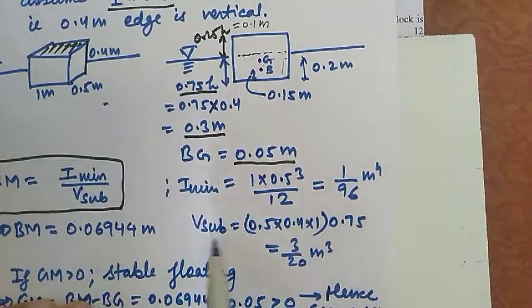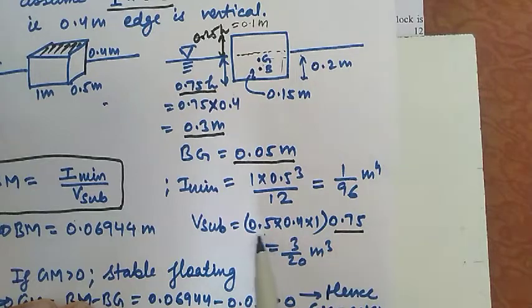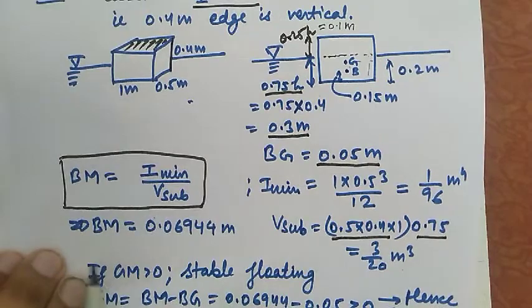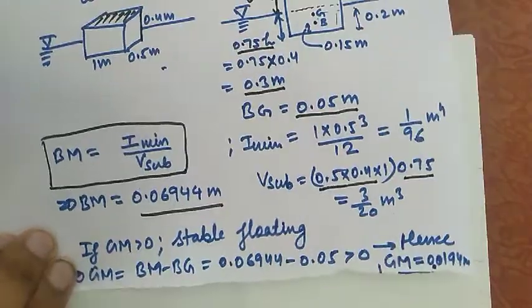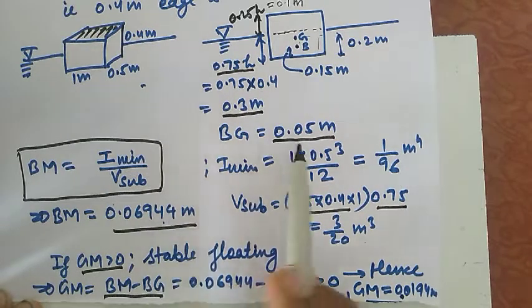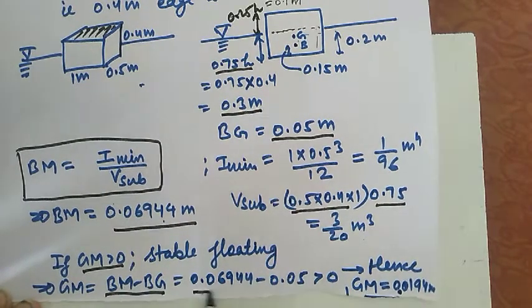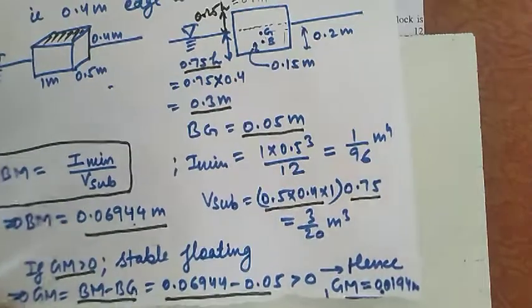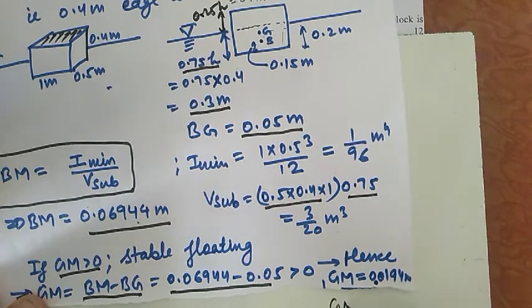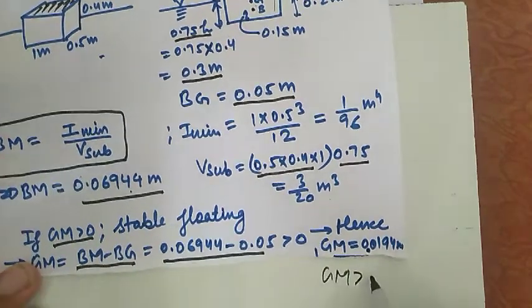So I have calculated this value, and V submerged will be 0.75 times the total volume, that will be 3 by 20 meter cube. So now I have calculated BM by the ratio I have just calculated, so it comes out to be this, and GM will be equal to BM minus BG. So BM was this and BG was this, so we are subtracting BM minus BG, and we are getting GM as 0.0194 meter. So here GM is greater than 0.